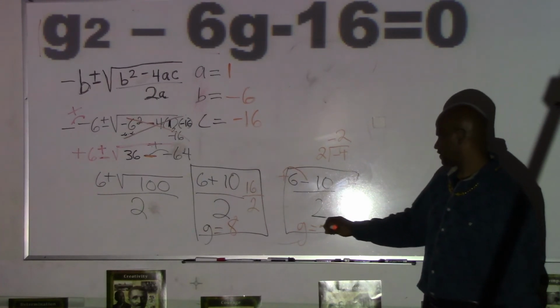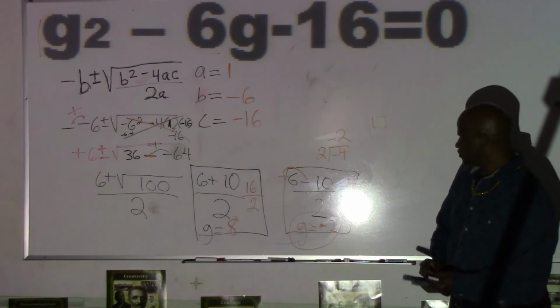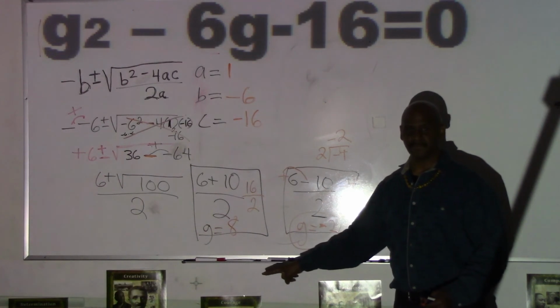That's the total. Your total answer will be g equals negative 2 on this side and g equals 8 on this side.